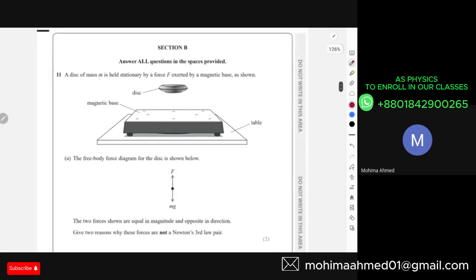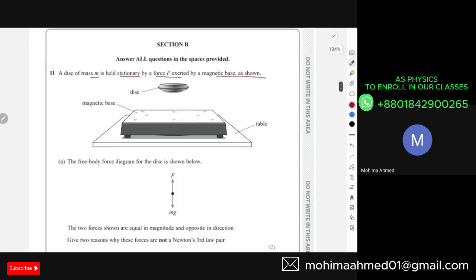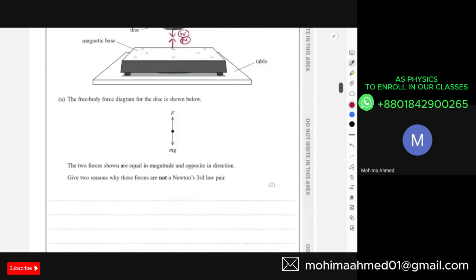A disk of mass m is held stationary by a force exerted by a magnetic base, as shown. The free body force diagram for the disk is shown below. Basically, this table is a magnetic base and this is a disk. Weight acts in the downward direction and a magnetic force acts in the upward direction. These two forces are balanced with each other, and that's why the disk can float in air without any visible forces acting on it. The two forces are equal in magnitude and opposite in direction.